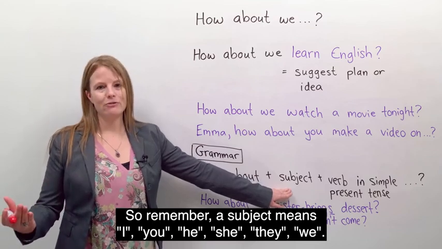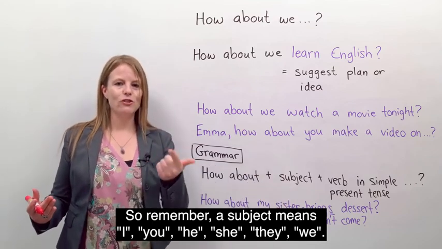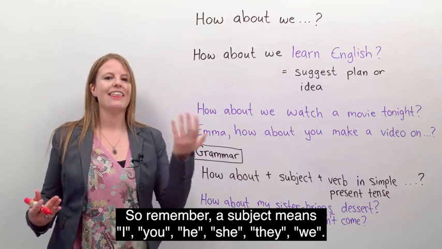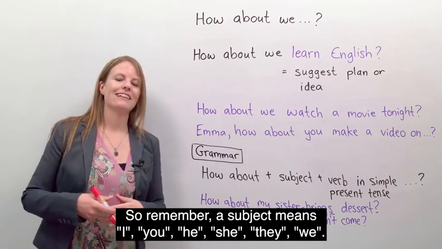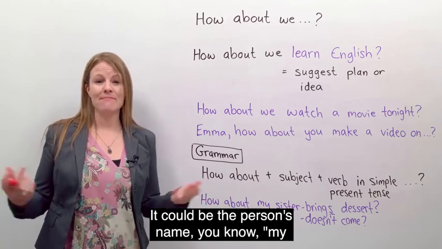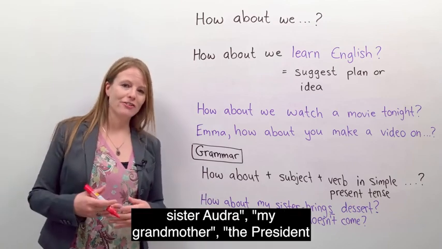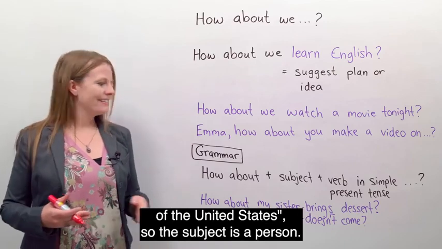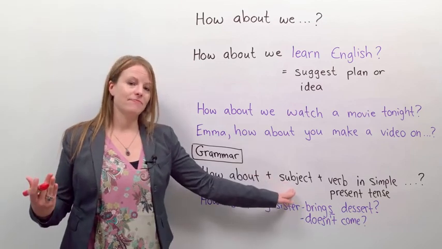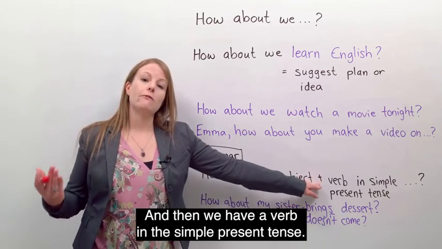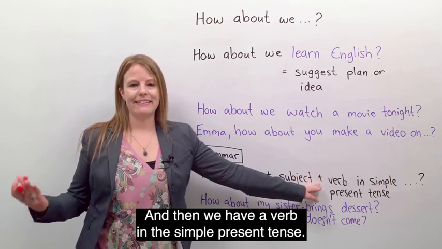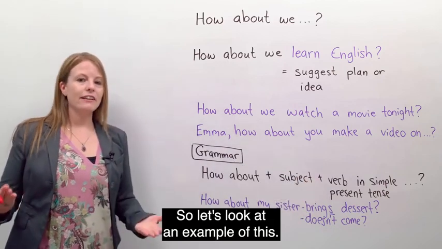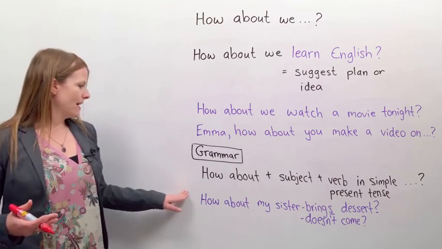So remember, a subject means I, you, he, she, they, we. It could be the person's name, my sister Audra, my grandmother, the President of the United States. So the subject is a person. And then we have a verb in the simple present tense.